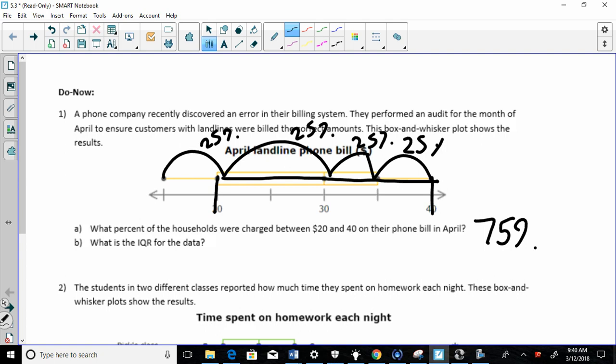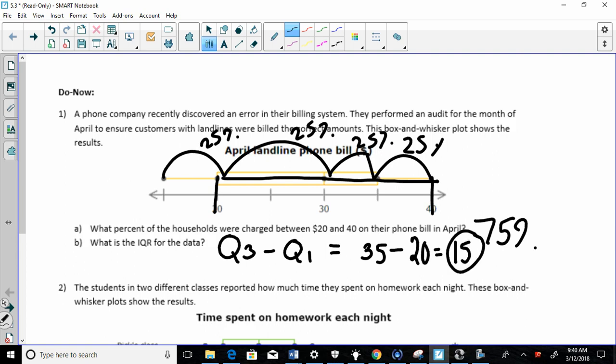Jordan, you're going to answer the next one. What does IQR stand for? Interquartile range. Beautiful. And I give you that equation, which is Q3 minus Q1. So Jordan, what is your Q3? 35. Minus your Q1. 20. And what do you get? 15. And we're going to be working a lot with the interquartile range today. So how many people got that 15?